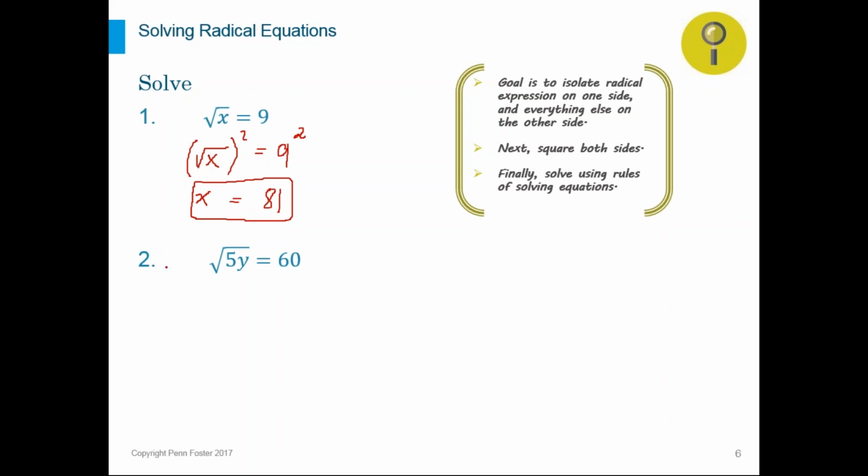The same thing for question 2. The square root of 5y equals 60. I have the radical expression isolated already, so the next step is to square both sides. Square both sides, equals 60. Now square and square. So when I square that, we'll end up with 5y equals 60 squared, which is 3,600.